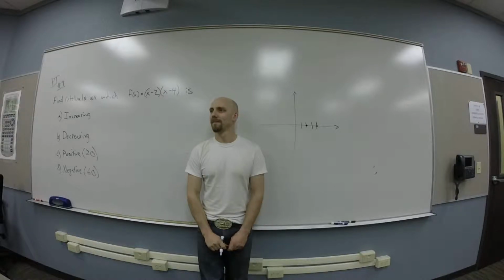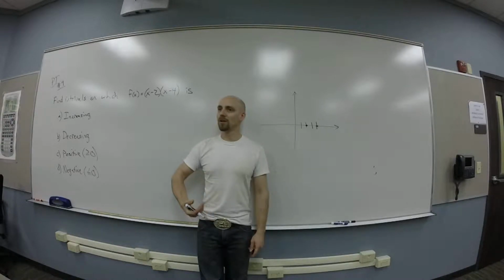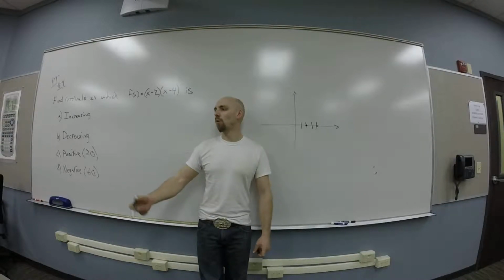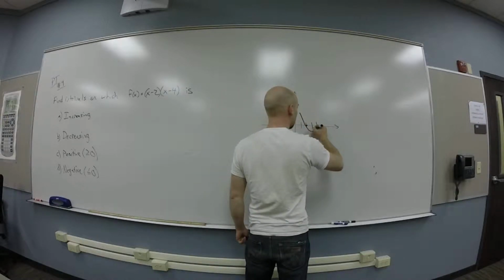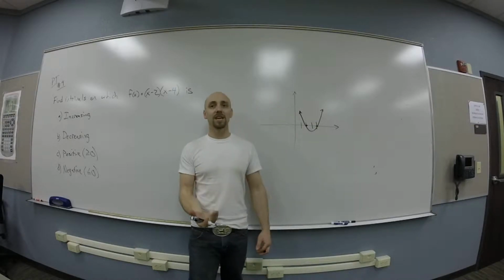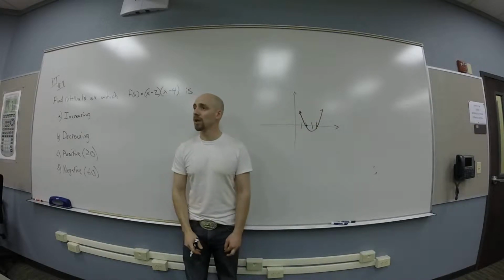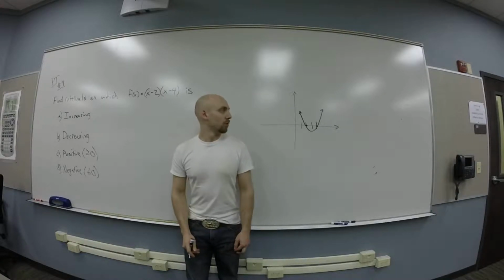Upwards. How do you know it points up? Because if you FOIL it out, you'll get an x squared with a positive 1 as a coefficient. So you're going to get a parabola that's going to look like this, right? And because I haven't scaled the y-axis, this is actually an okay picture. You see that?